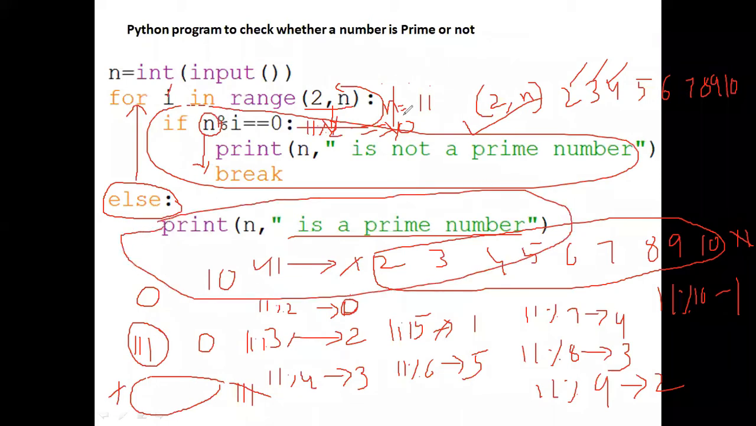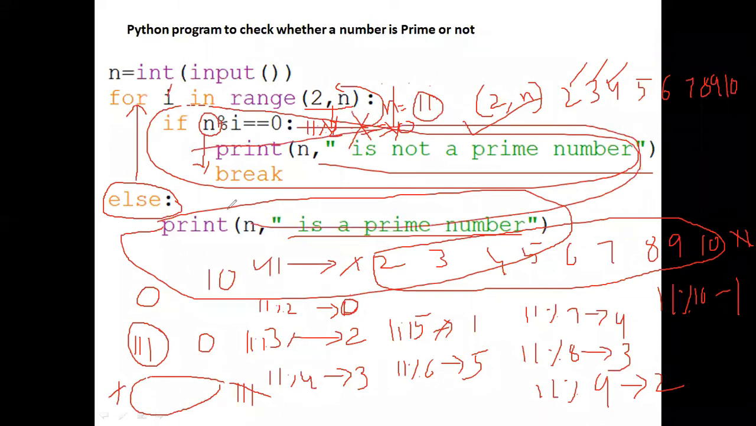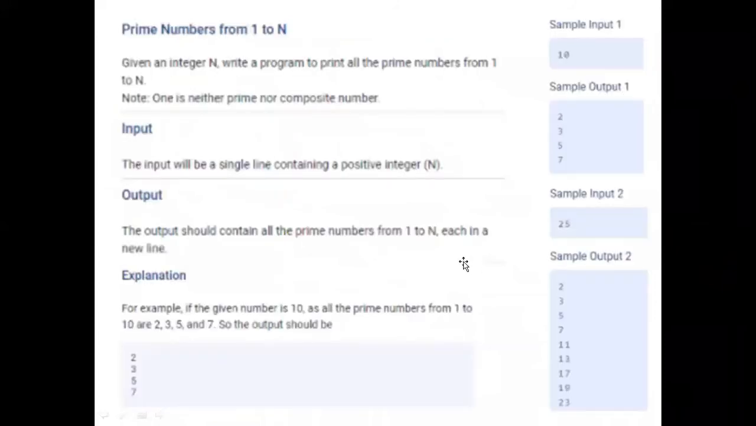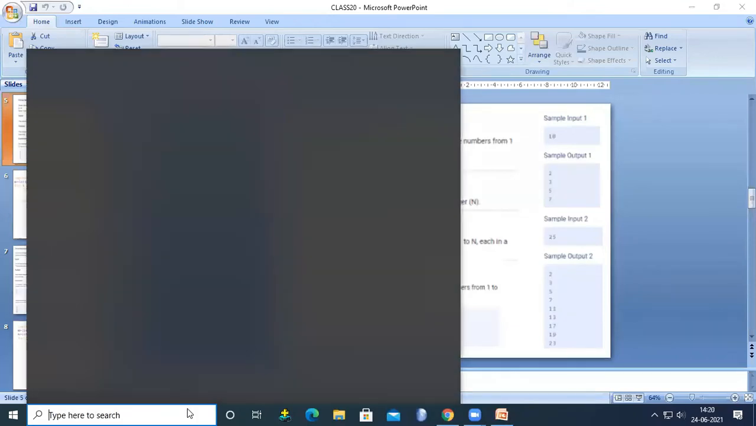If I give the number 10, 10 % 2 equals 0 becomes true, and it means 10 is not a prime number. Coming to 11, if n equals 11, we don't enter into this block, so the else block will be executed, and it prints that 11 is a prime number. I hope everyone understands the problem. We execute this program.